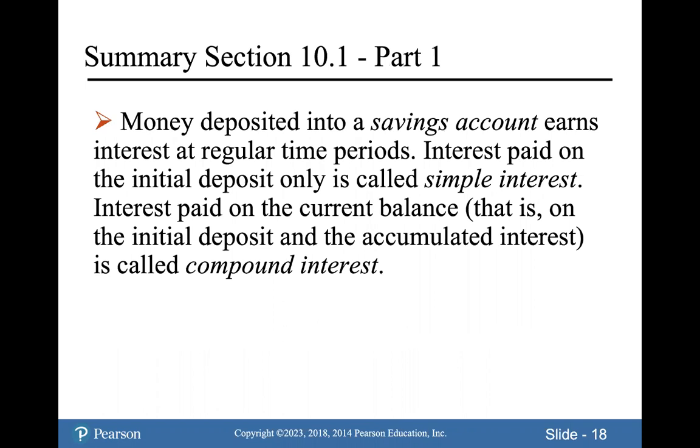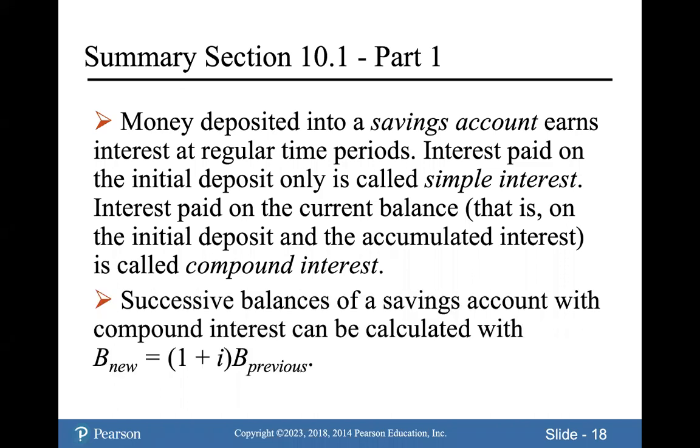All right, so to summarize, money deposited into a savings account earns interest at regular time periods. Interest paid on the initial deposit only is called simple interest. Interest paid on the current balance, that is on the initial deposit and the accumulated interest, is called compound interest. Successive balances of a savings account with compound interest can be calculated using B sub new equals 1 plus I times B sub previous.